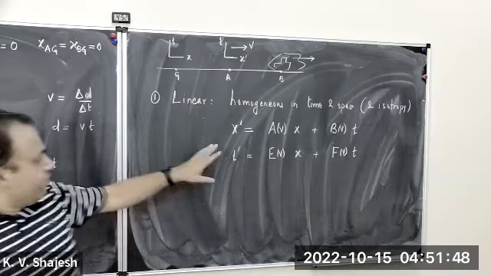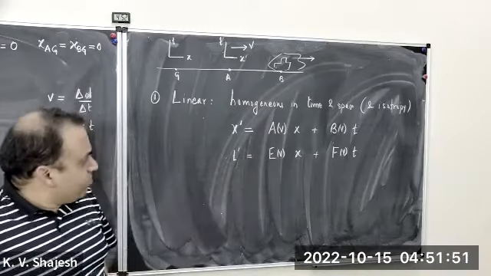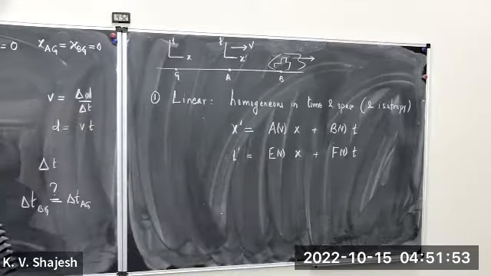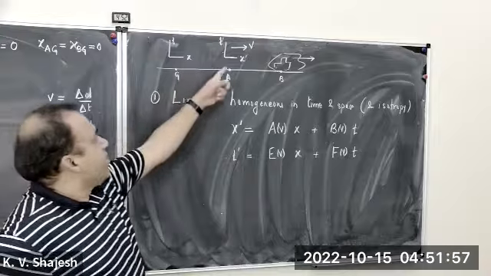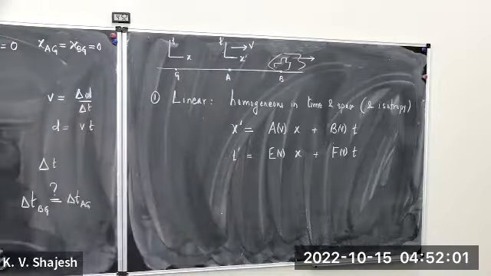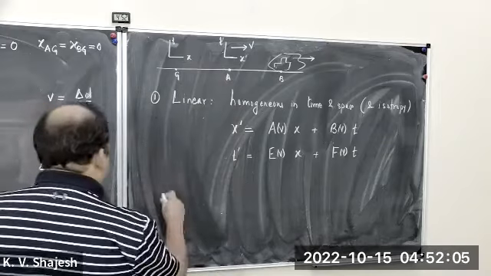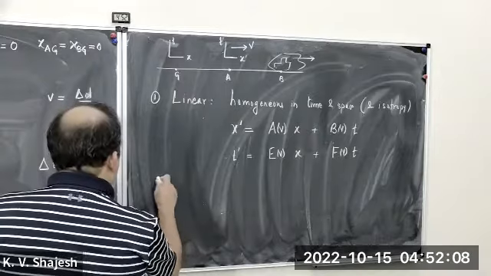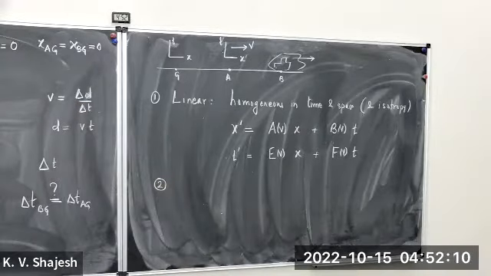Again, we are finding A, B, E, and F. That's our goal in the mathematical respect. That means to say, if I measure my velocity V here, velocity V there, how are they related? That's the question we are asking, and that will require other conditions. Now, when I say consistency, what do I mean by consistency?